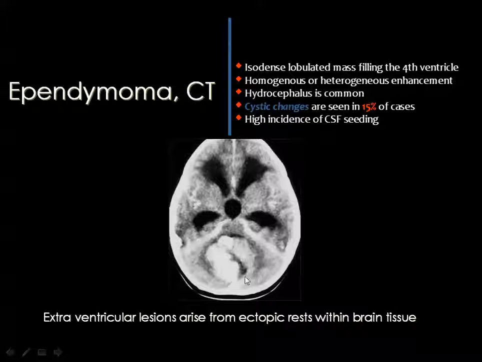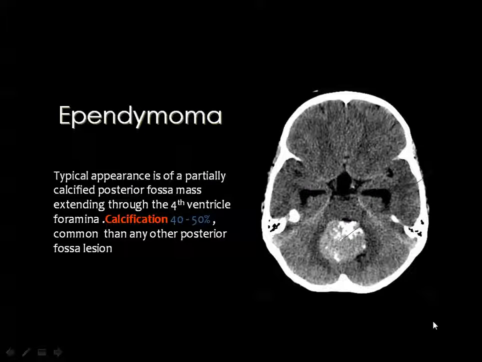Being inside the fourth ventricle, obstructing the CSF flow through the ventricle, you will get hydrocephalus in the supratentorial ventricles, with dilated lateral and third ventricles, which is a very common finding with ependymoma. Then the tumor may show cystic changes, which are seen in about 15% of the cases, and it is one of the common lesions that produce metastasis with CSF. And whenever you are diagnosing ependymoma, you should look for metastatic CSF seeding.